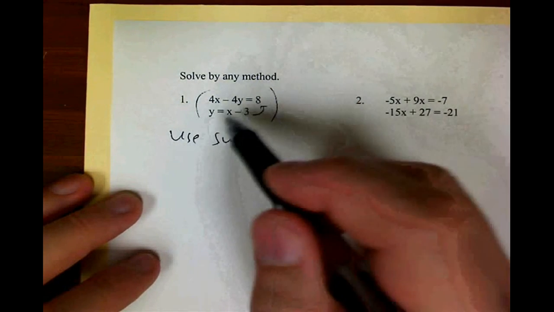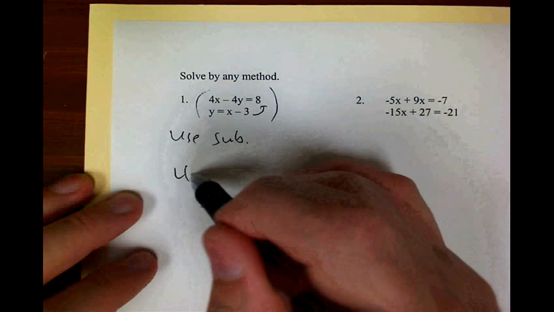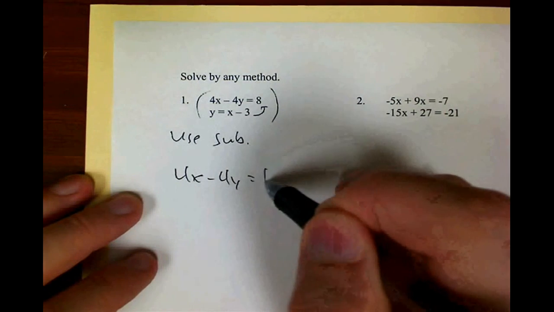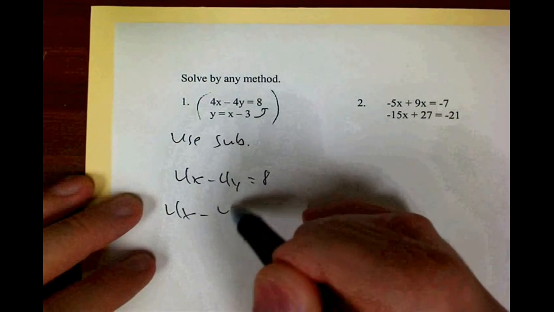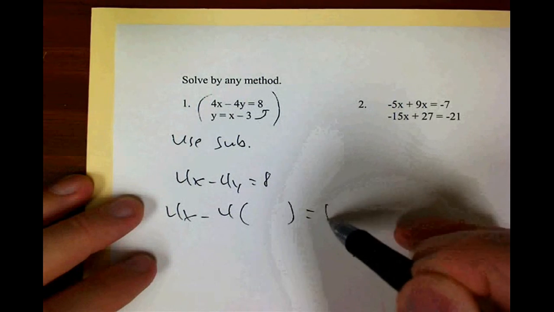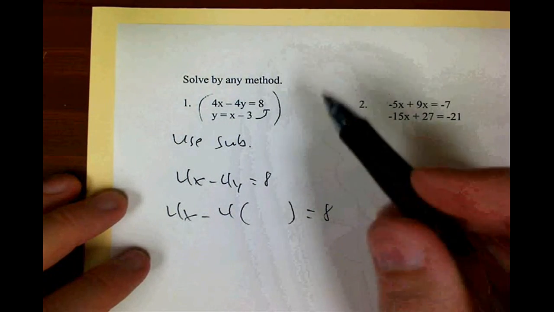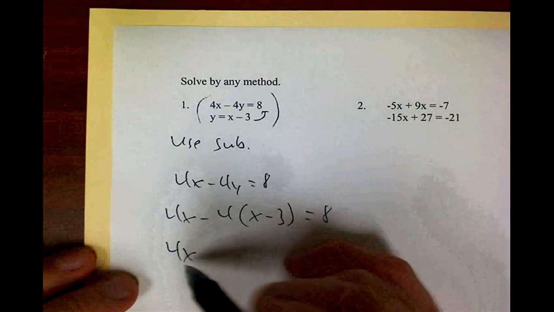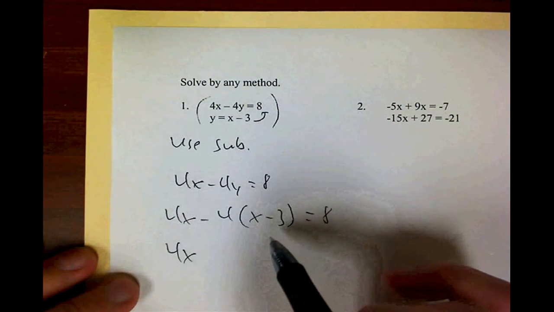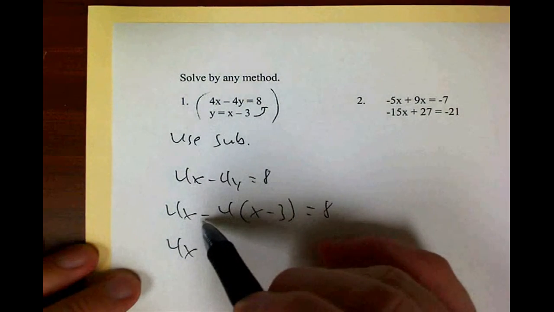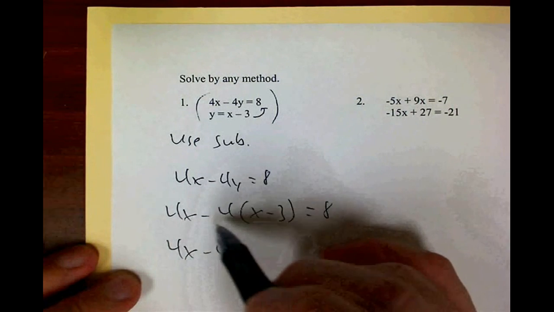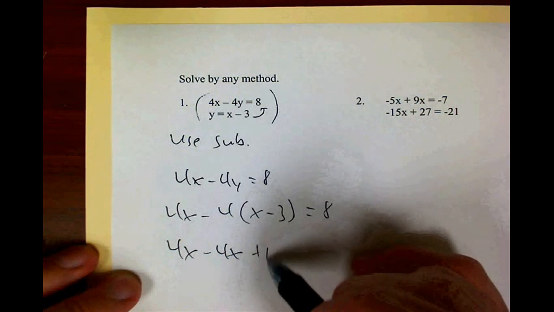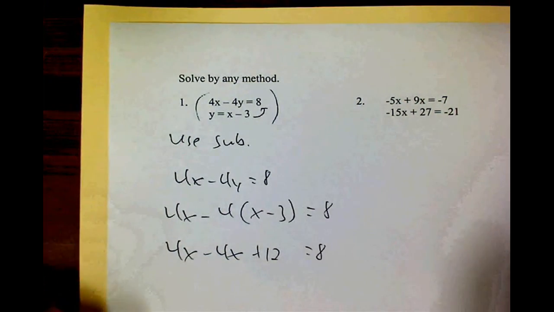So I'm going to take the first equation, I'm going to replace the y with what it is equal to according to the second equation, which is x minus 3. Now be careful here. Got all x's, which is what we want. We're going to distribute the negative 4. Negative 4 times x is negative 4x. Negative 4 times negative 3 is positive 12 equals 8. 4x minus 4x cancels out, leaves a 0. You end up with 12 equals 8.